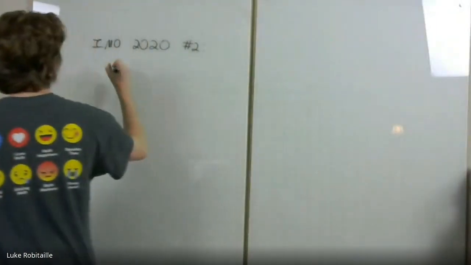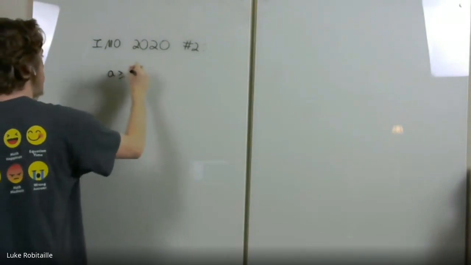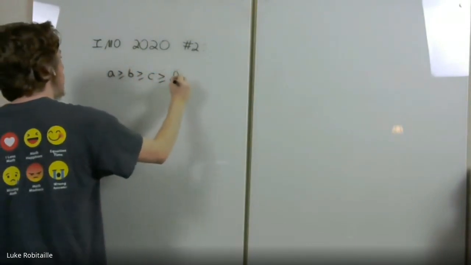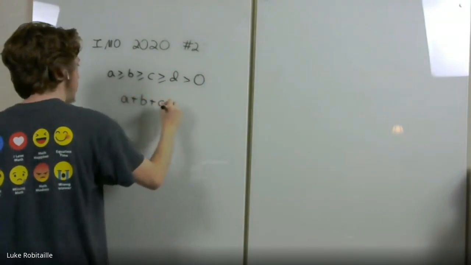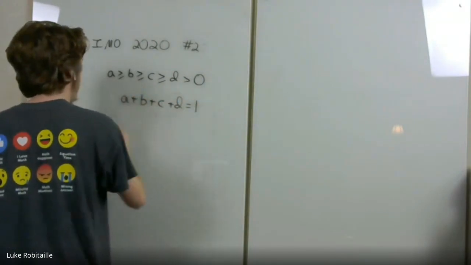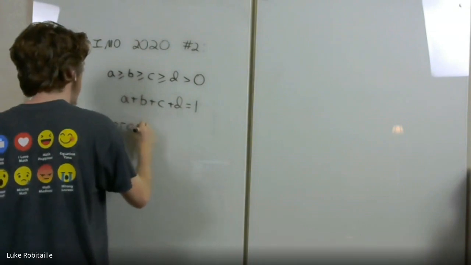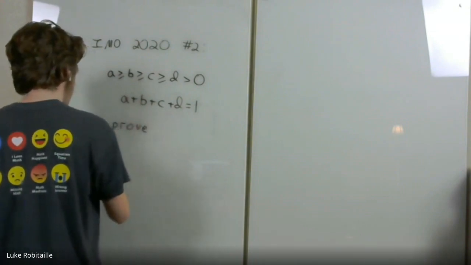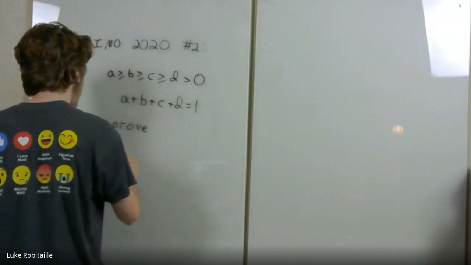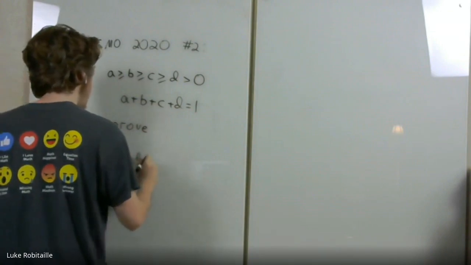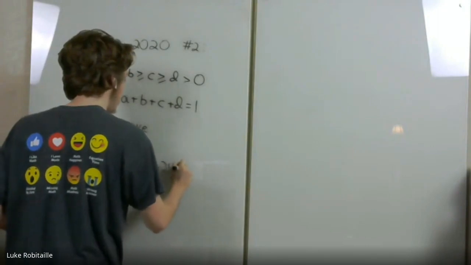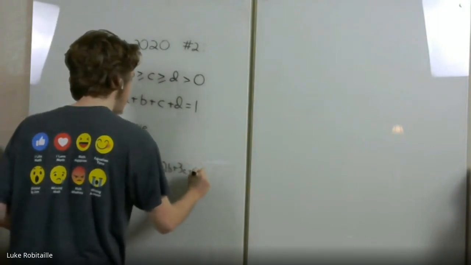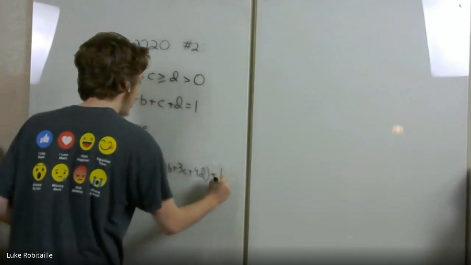Basically, you have some numbers a, b, c, and d, where a is at least b, is at least c, is at least d, is greater than 0, and they sum to 1. Prove that a to the a times b to the b times c to the c times d to the d times (a plus 2b plus 3c plus 4d) is less than 1.